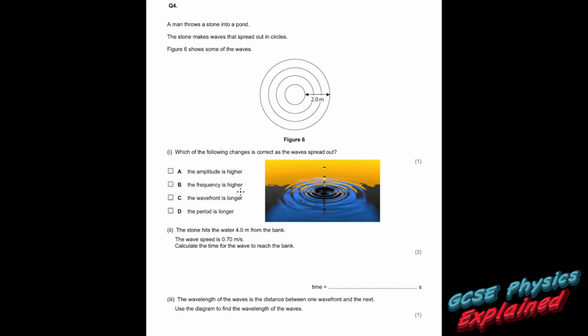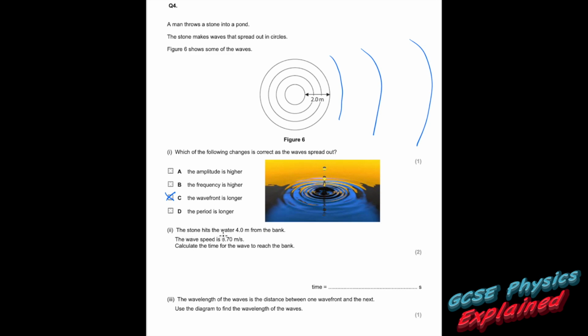The frequency is higher. Nope, the frequency just stays the same. The wave front is longer, right? The wave front is the distance from one wave to the next wave. Now on this picture, it looks like the wave front is the same. But if you kept on drawing, the waves would get further and further apart, like this photograph here shows. I've got this off the internet and popped it on, just to prove that what I'm saying is correct. So the answer's C. D, the period is longer? No, that's the amount of time taken for the wave. No, that wouldn't change.